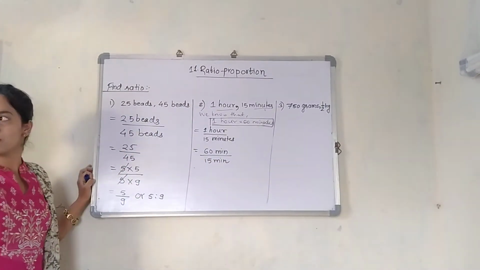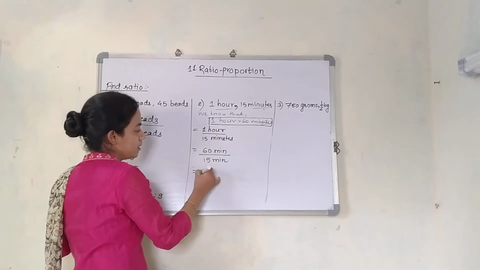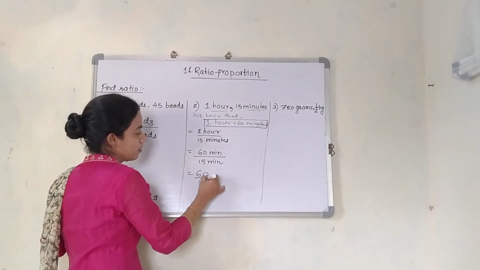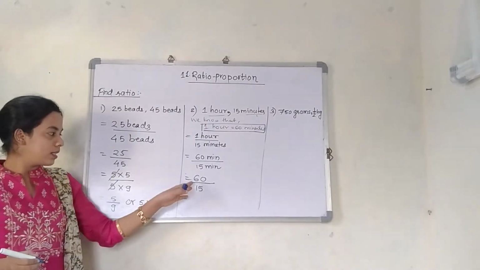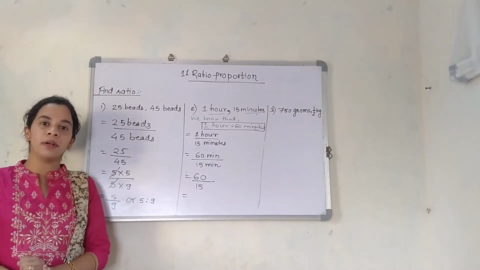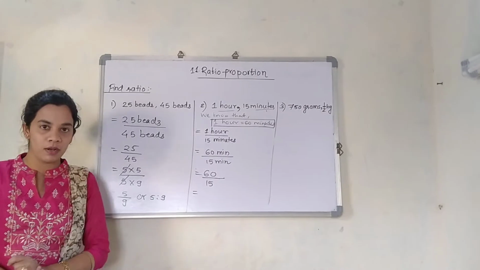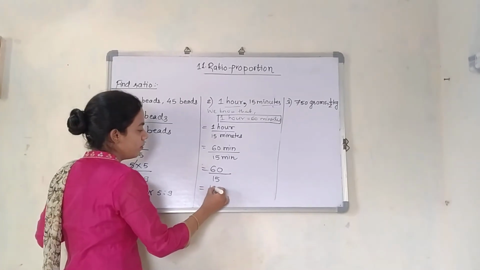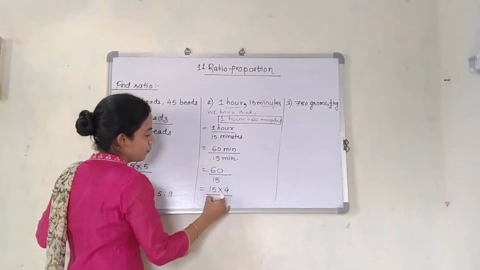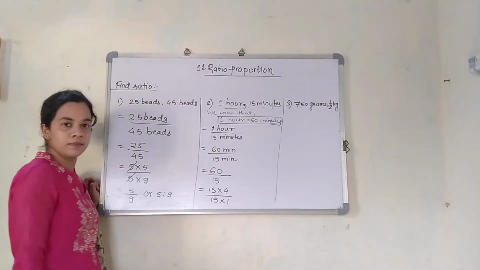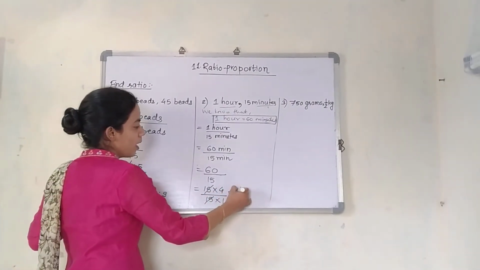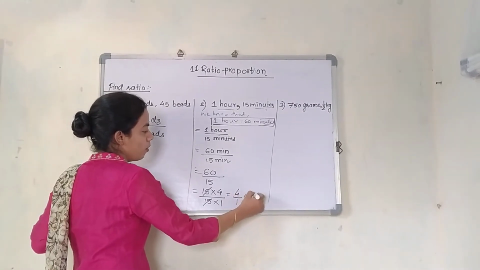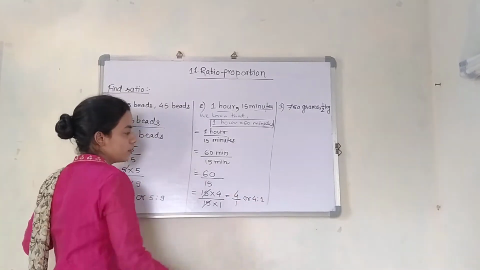Minutes are common now, so I am going to remove them. It is 60 upon 15. Now 60 upon 15 means what? 60 and 15, they are coming in which common table? They are coming in the 15's table. So 15 fours are 60 and 15 ones are 15. Fine. 15 is the same. I am going to remove them. Answer will be 4 upon 1 or 4:1.